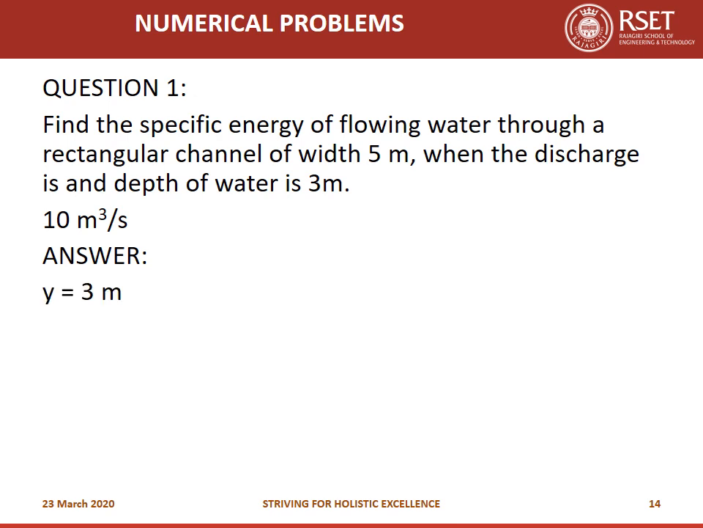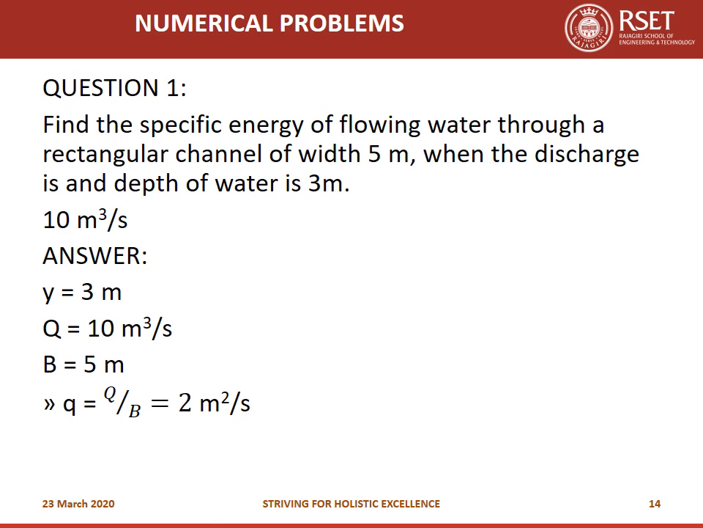We'll go through the given data first. Y is equal to 3 meter. Q is equal to 10 meter cube per second. B is equal to 5 meter. So discharge per unit width is capital Q by B. We have got capital Q as 10 and capital B as 5, and so small q, capital Q by B, becomes equal to 2. The unit of small q, discharge per unit width, would be meter squared per second.